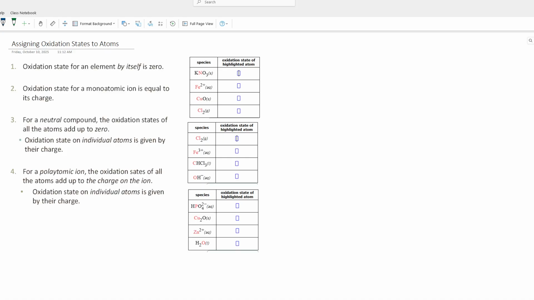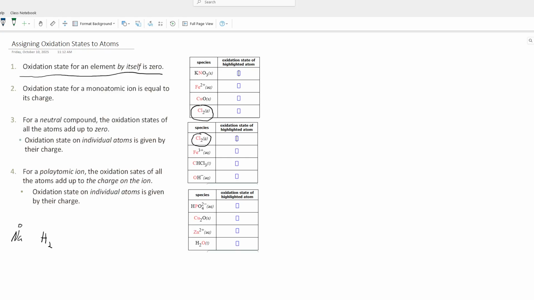Rule one: the oxidation state for an element by itself is always going to be zero. Let's look at some of those over here. So chlorine, this is from our ALEKS. Chlorine by itself, no charge attached to it, that is a zero. Same right there. If I see something like sodium, sodium by itself, the oxidation state is going to be zero. Anything by itself.